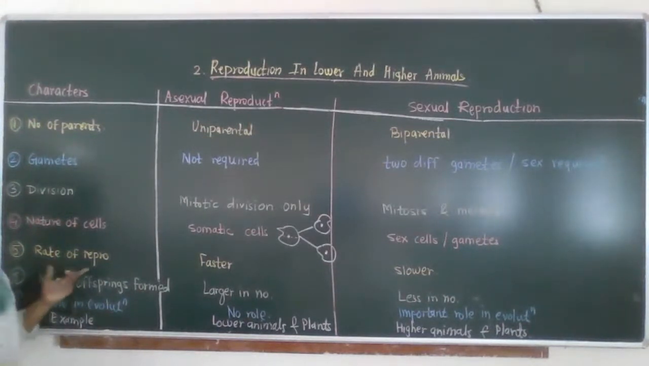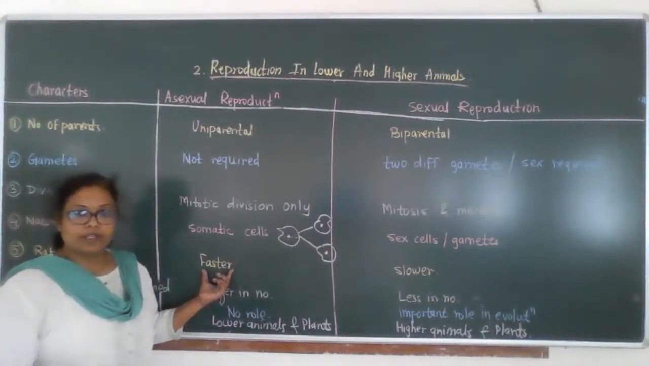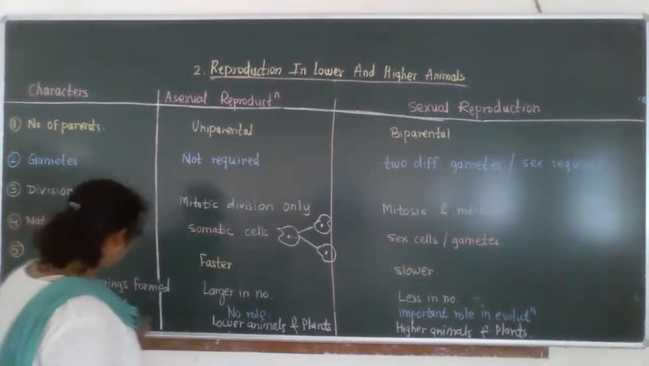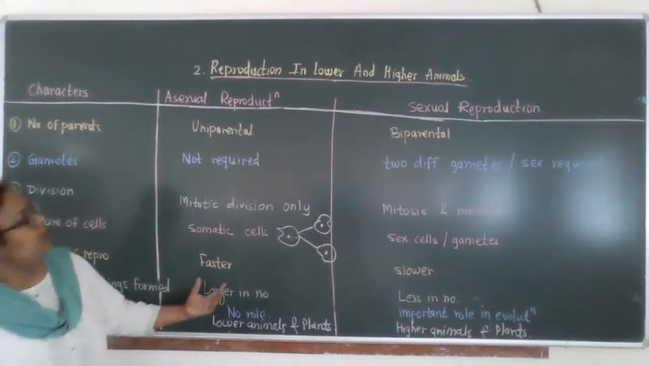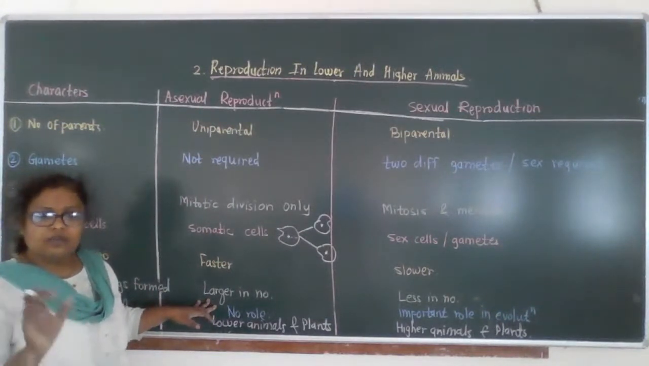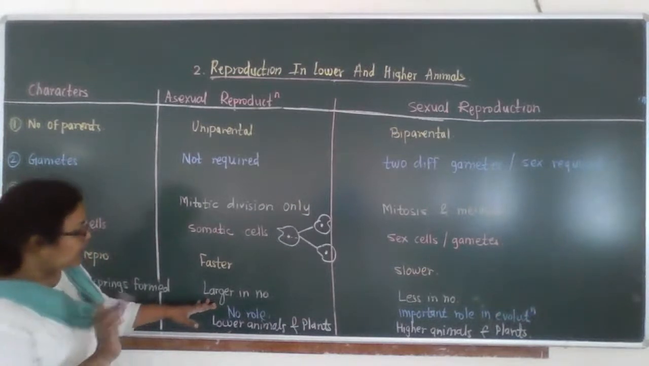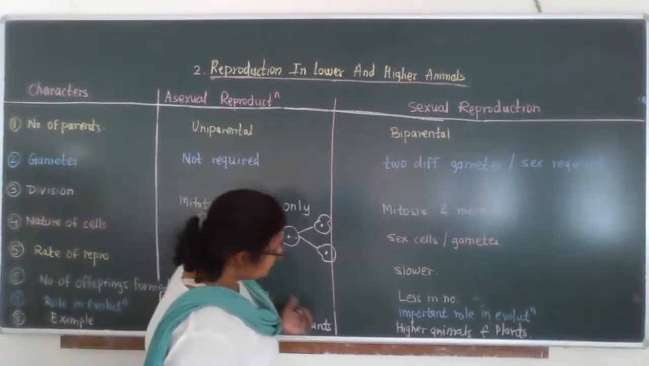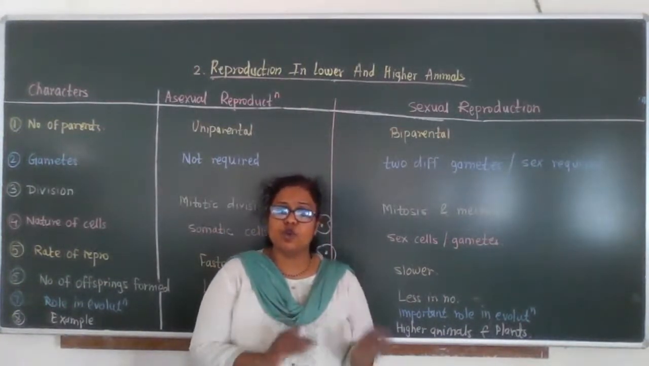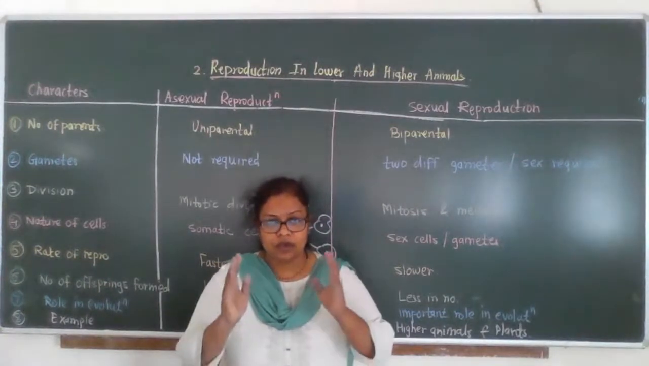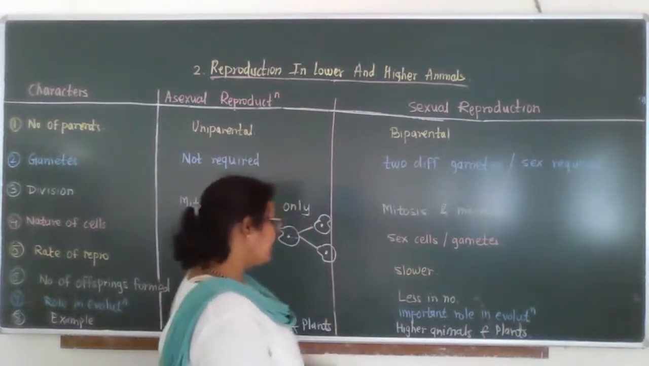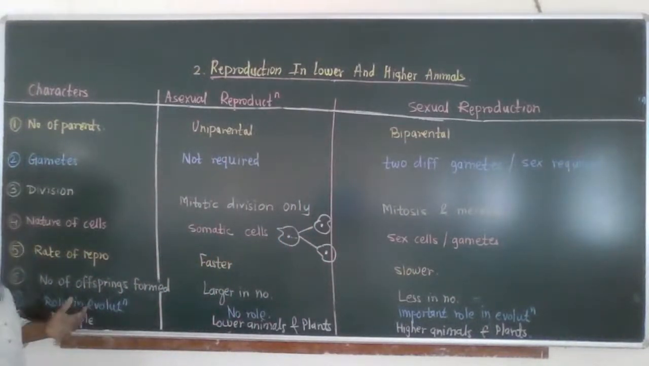Here is the rate of reproduction. In asexual reproduction, the rate of reproduction is faster, while in sexual reproduction, the rate of reproduction is slower. The number of offspring formed during asexual reproduction is larger, and within a very short time span a large number of offspring get formed. While in sexual reproduction, the rate of reproduction is slower, and over a large time span, very few offspring get formed.